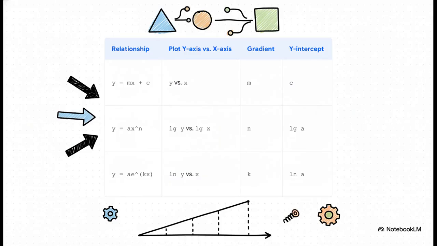So what does linearize even mean? It's just a fancy way of saying we're going to rearrange the formula until it looks like the equation for a straight line. Why? Because plotting data that gives you a straight line is the absolute best and most reliable way to check if a relationship is true. This table gives you a few common examples of how to do that.